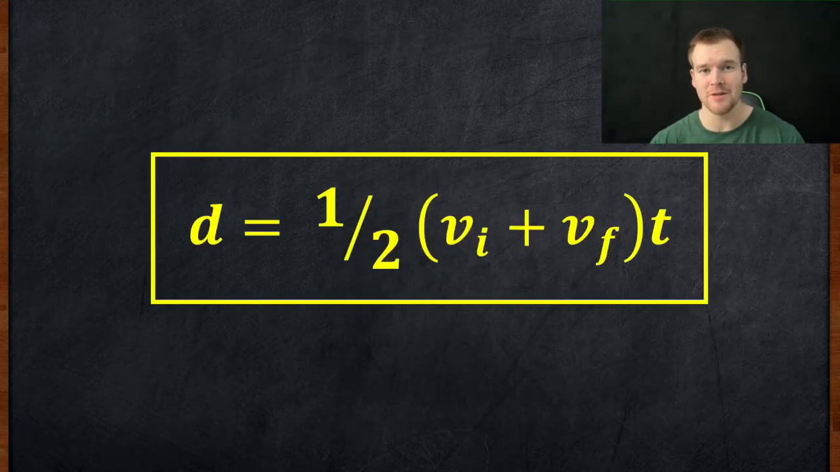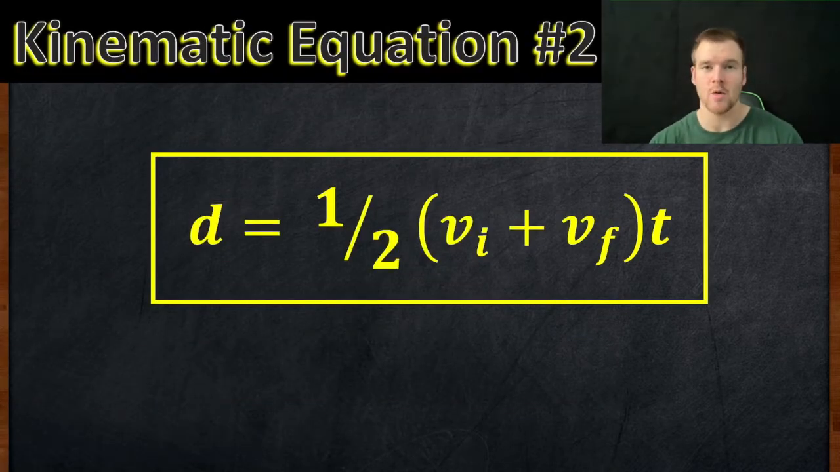It's written a little bit differently, but this is what's on your formula sheet. It is the same equation. It says displacement is equal to half of vi plus vf multiplied by t, and this is kinematic equation number 2. There are 4 overall, and in this lesson we're looking at the first 2. Again, the first one was the same that we used for acceleration, and this is the second equation.